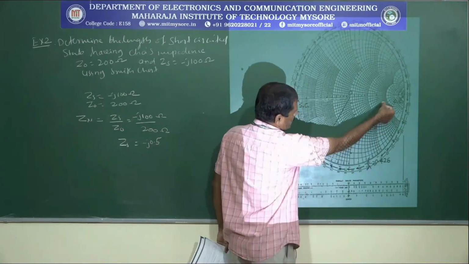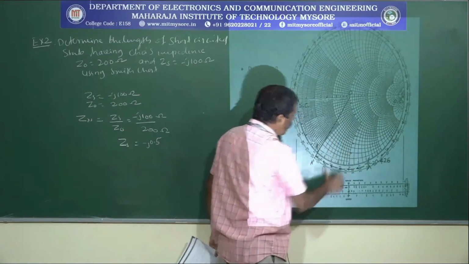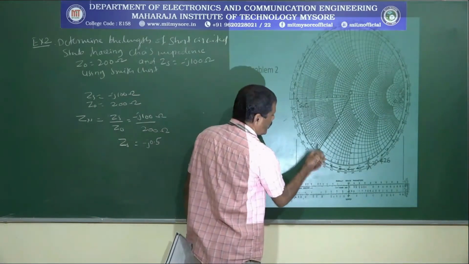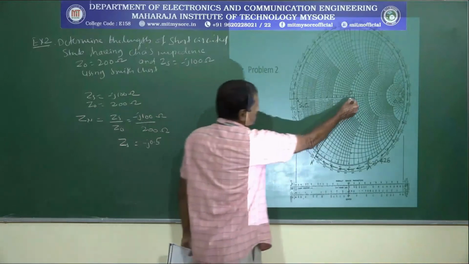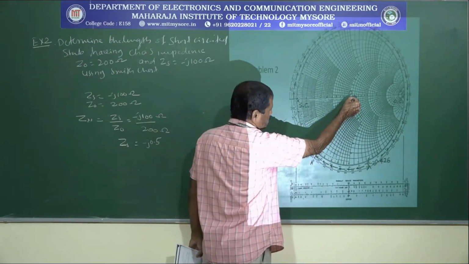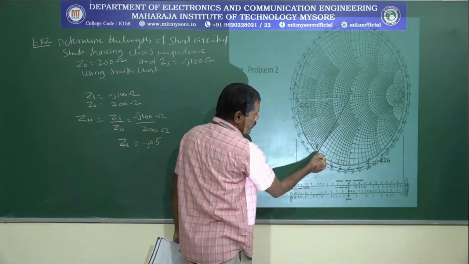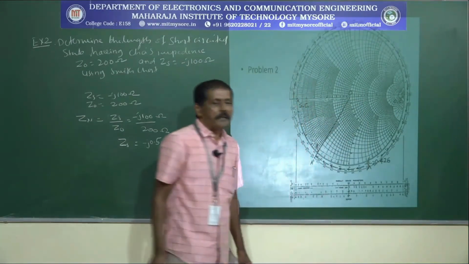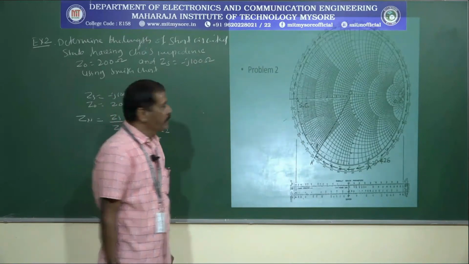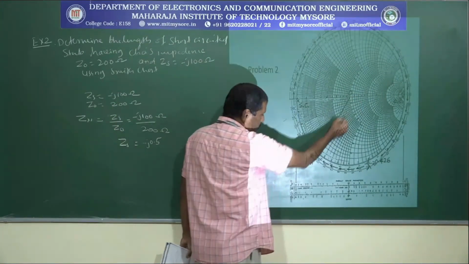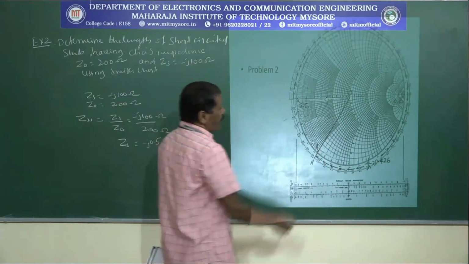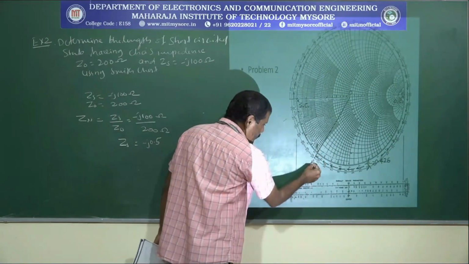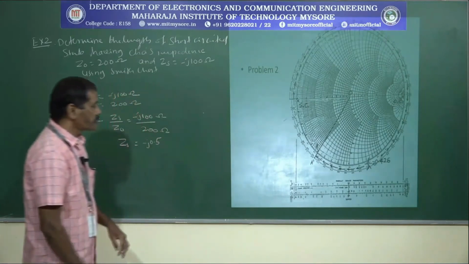Now see where this minus j 0.5 is. These are the small circles you are getting, where this particular minus j 0.5 is there, and you have to mark it. Then from this particular point, you have to join this particular point. This is the point where we are having the value equal to 1. Once you join these, then from A, once again you have to extend it to A dash.